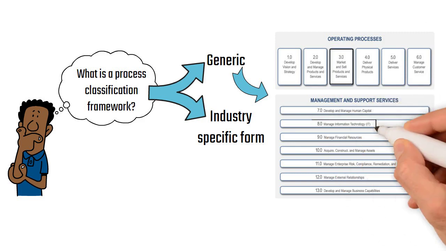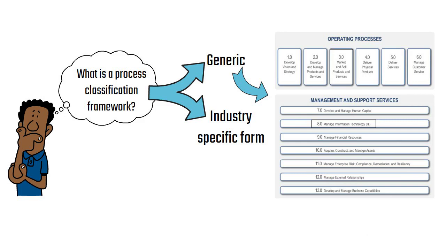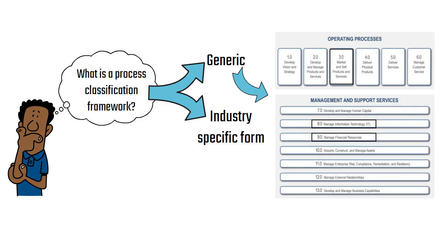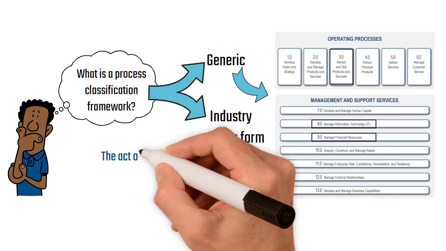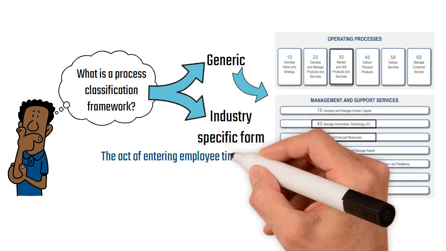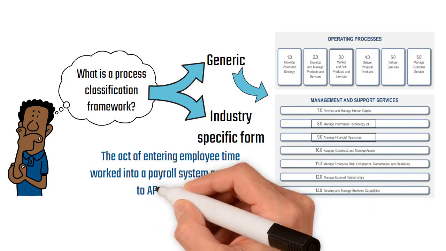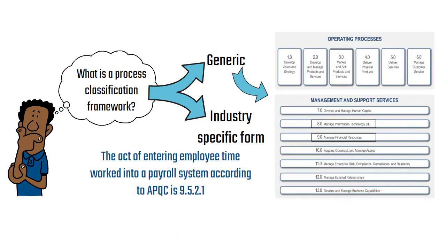Manage information technology, or IT, is APQC process number 8.0. And of course, managing financial resources is APQC number 9.0. It gets much more specific than IT, finance, or sales and marketing. For example, the act of entering employee time worked into a payroll system, according to APQC, is 9.5.2.1. Pretty cool, right? Kind of like a Dewey Decimal System for your business.